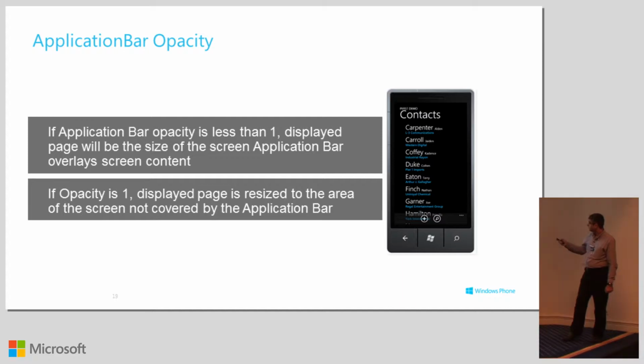Now if you see here, the content was not filling up the screen estate. It was less because we had the app bar in here. In this case, the content is filling the whole screen estate, and the reason is our app bar opacity is 1. So that way you can have the full screen and the app bar is going to superimpose on top of your screen.